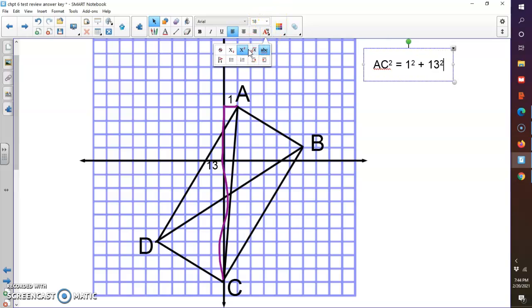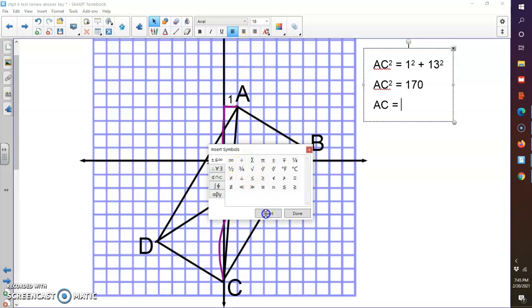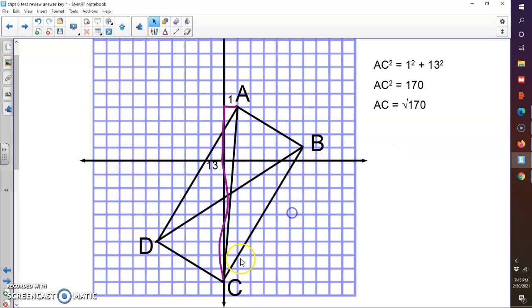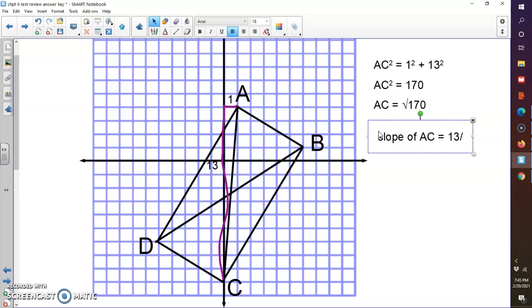And I don't need to simplify radicals here because I'm just checking to see if things are equal. So AC squared is going to equal 170. And then AC equals root 170. So we'll put our root sign in here. All right, so that's the length of AC. I can also get my slope based on the numbers I just did here, up 13 over 1. So the slope of AC is equal to 13 divided by 1.